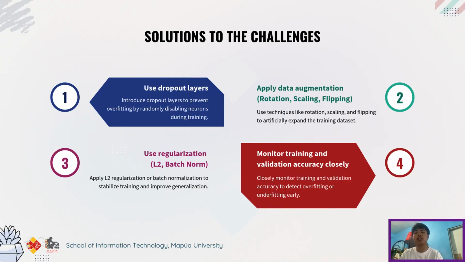VGG16 or VGG19 is a powerful pre-trained convolutional model used for computer vision tasks. Its pre-trained convolutional layers have learned powerful features from a massive dataset, but adding new fully connected layers without regularization can lead to overfitting.